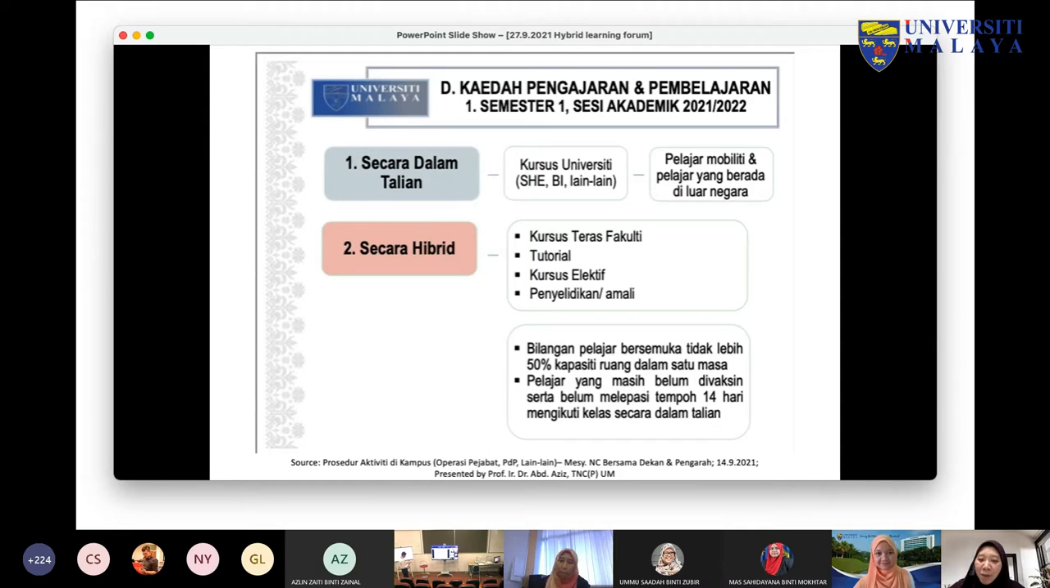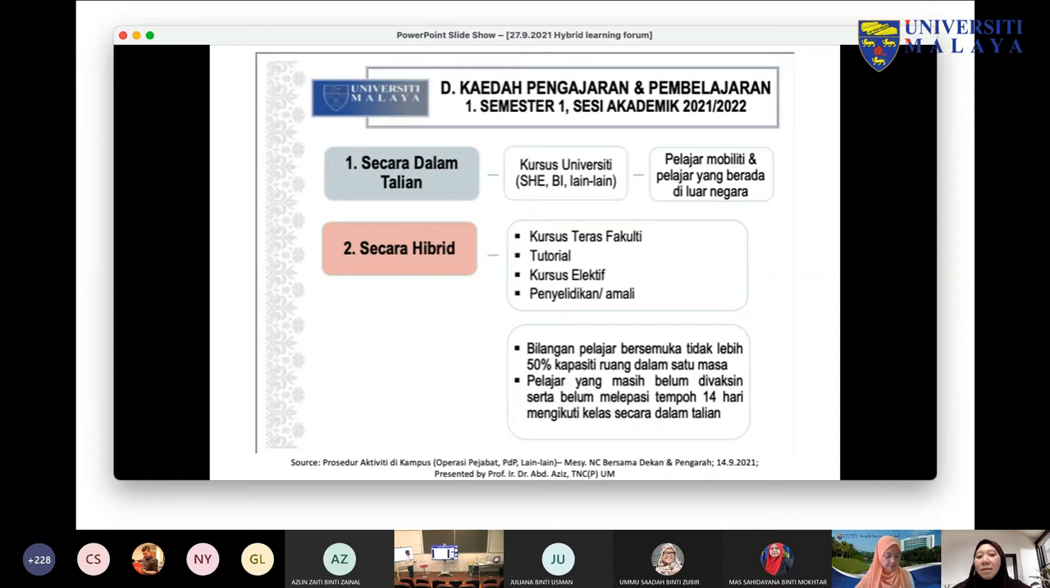During the mesyuarat Naib Canselor bersama Dekan dan Pengarah on 14th September 2021, our Timbalan Naib Canselor Pembangunan, Professor Engineer Dr. Abdul Aziz, shared the slide, and this is how it should be next semester. You can see that for all university courses, the SHE course, the BI and others, and also students who cannot be present in our country and are overseas, they will be totally following the class online. Other courses, for example, kursus teras faculty, tutorial, elective courses, research-based, lab-based and all of that will be conducted physically, on-site, on-campus.